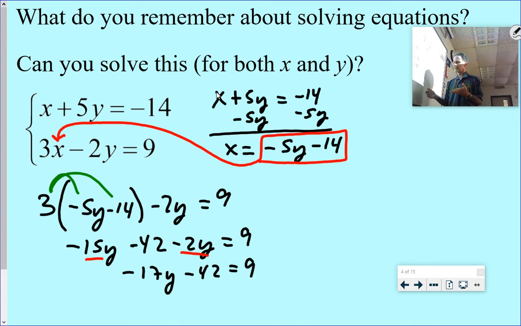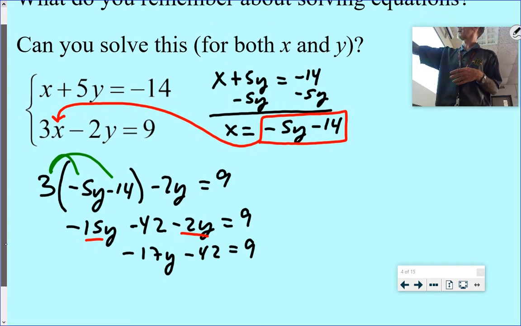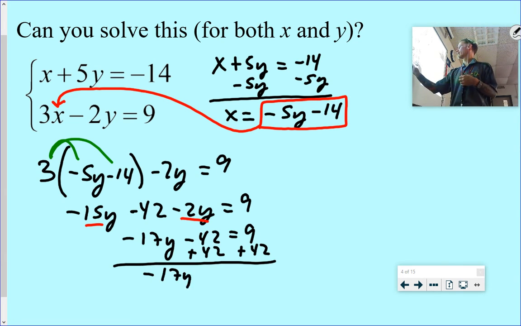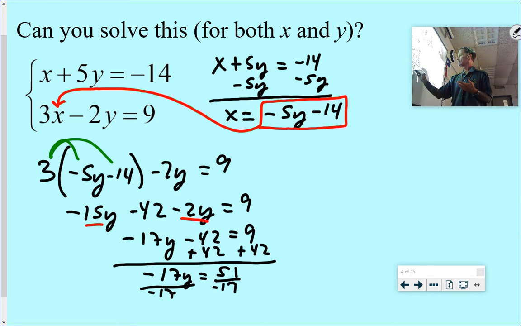Now we continue the algebra and get y by itself. I can add 42, and I have negative 17y equals 51. And then what do I do next to get y by itself? Well, I have to divide by the negative 17. And I'll end up with y equals negative 3, since 51 divided by negative 17 is negative 3. So that's what y is.